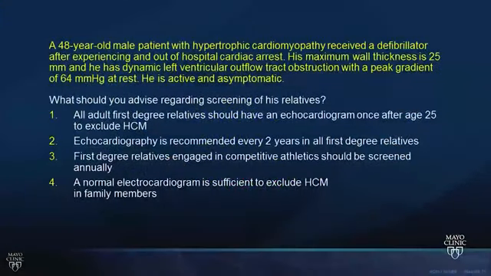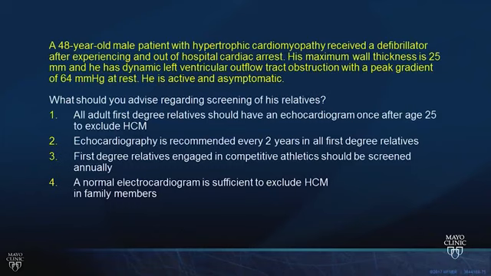Okay, next question. 48-year-old man presents with hypertrophic cardiomyopathy, received a defibrillator after an out-of-hospital arrest. Maximal wall thickness is 25. He's got an outflow tract obstruction with a peak gradient of 64, active and asymptomatic. What would you advise regarding screening his relatives?